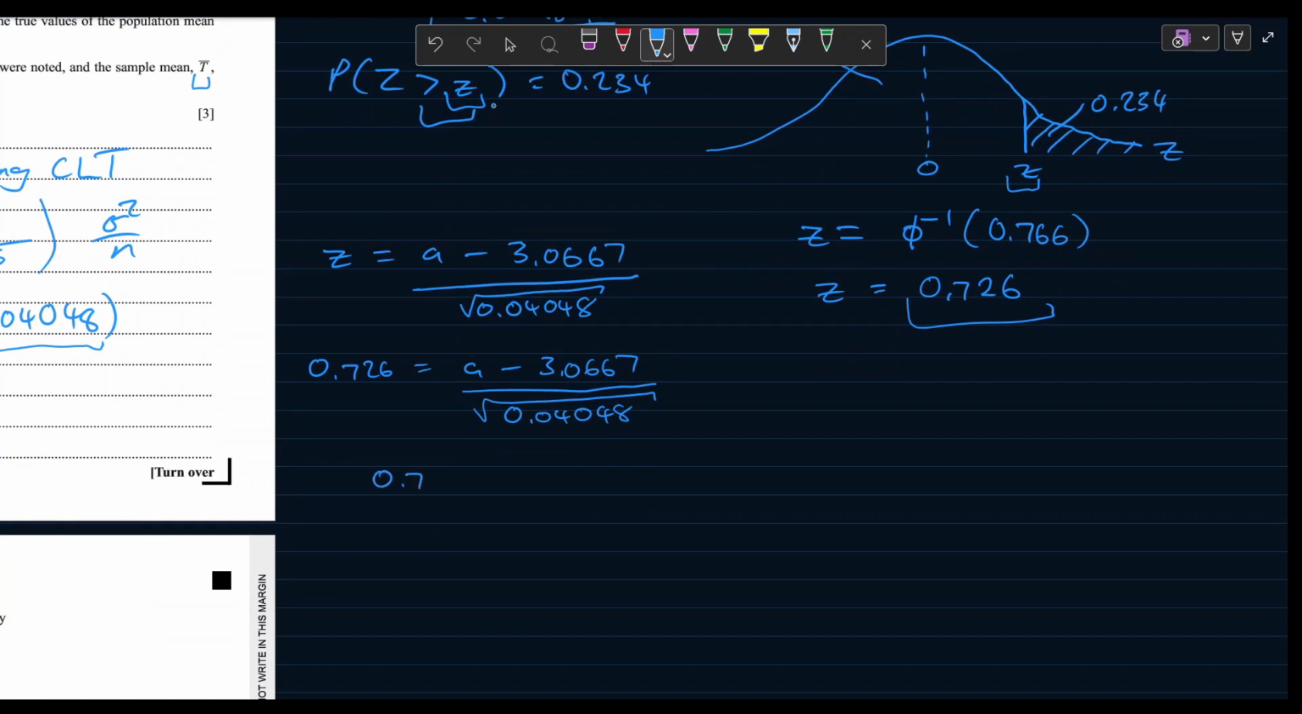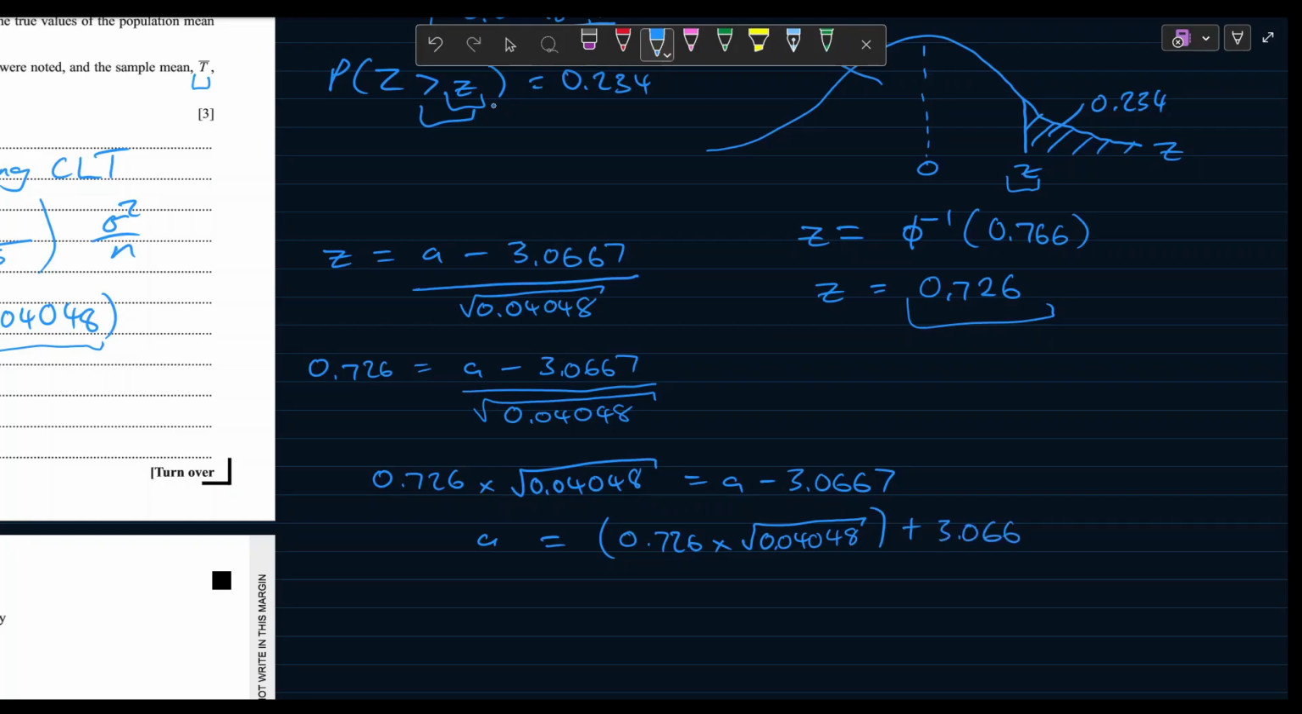All right, and so now let's solve for a. We can say that 0.726 multiplied by the square root of 0.04048 is equal to a minus 3.0667. So a is going to be equal to 0.726 multiplied by the square root of 0.04048 plus 3.0667. So a is equal to, let's punch that into the calculator, 0.726 times the square root of 0.04048, plus 3.0667.